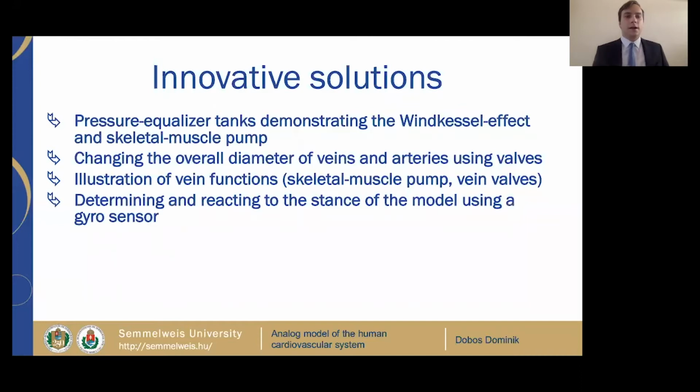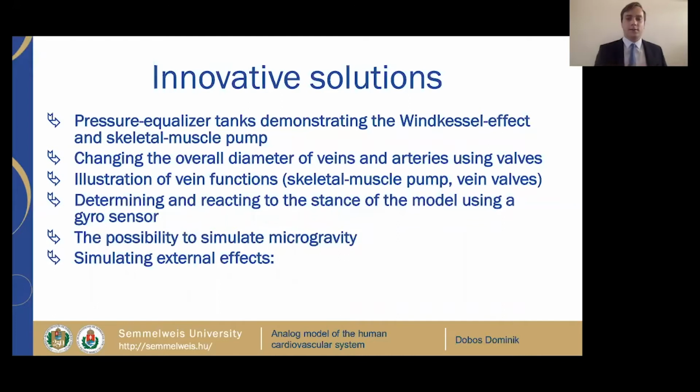We can determine and react to the stance of the model using a gyrosensor. We have the possibility to simulate microgravity. The microgravity environment is extremely interesting, as ongoing research is underway on this topic as well. It is absolutely certain that in the state of weightlessness, the adaptation of the circulatory system to the environment is completely different from that here on Earth.